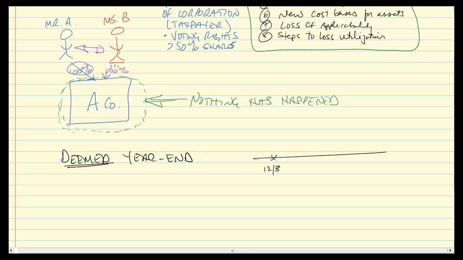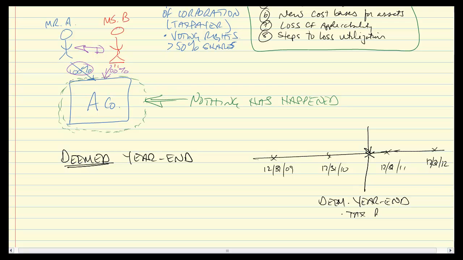So if it's 12/31, we have a year end on 12/31/09, 12/31/10, 12/31/11, it's coming, etc., 12/31/12. Well, if there's an acquisition of control at any point, so let's just put it right here, then boom, there's a new year end, and everything happens that would normally happen at a year end. And that is, so this is the deemed year end, and we have to file a tax return.